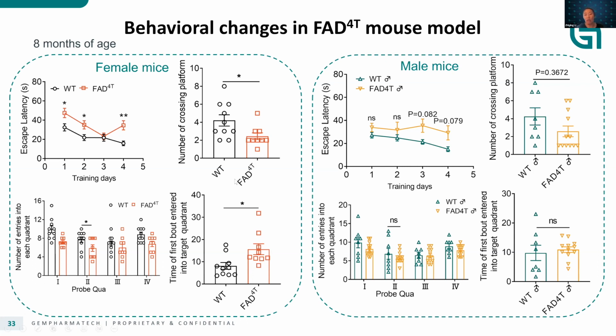All these phenotypic differences are less prominent among the male animals. So we think in our FAD mice, somehow there's a sex dimorphism. The females are more prominent in terms of the Alzheimer's phenotypes versus the male. This is actually consistent with human patients.